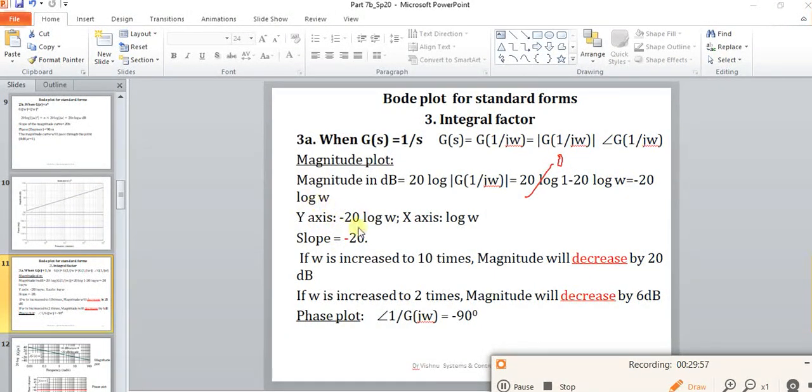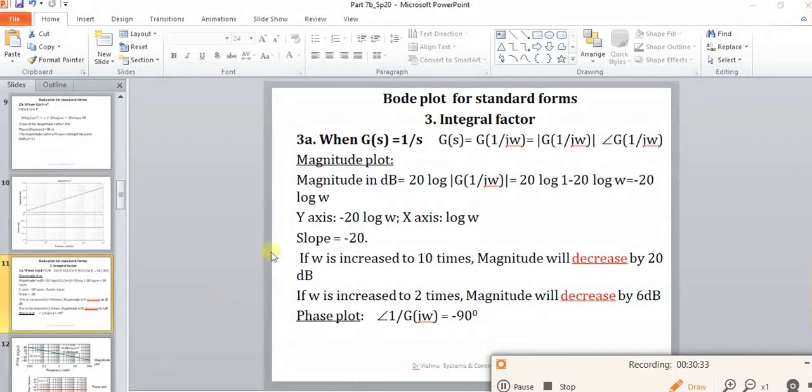So this is on y-axis, minus 20 log omega. On x-axis we have log omega as usual. So now the slope is minus 20. Now here is the interesting part. If you compare this with the case g of s equal to s, we said the slope is plus 20 decibel. But now we are discussing 1 over s, so it is minus 20 decibel.